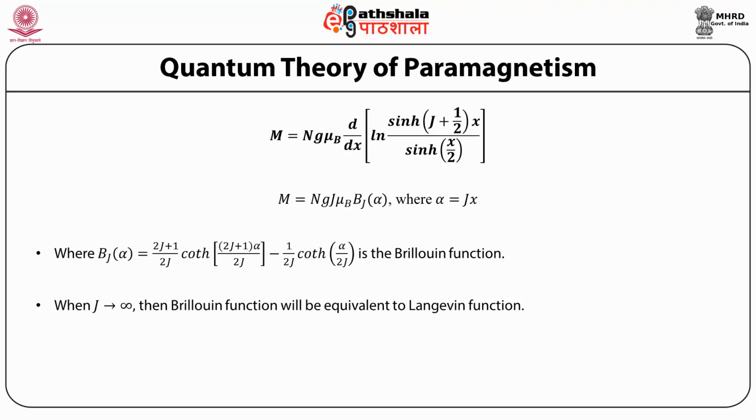So this is also very important. If we compare both theories, classical and quantum, classically it was described by the Langevin function, and quantum mechanically it is described by the Brillouin function. So as J approaches infinity, the Brillouin function is equivalent to the Langevin function. So both classical theory as well as quantum theory beautifully describe the cause of paramagnetism theoretically.